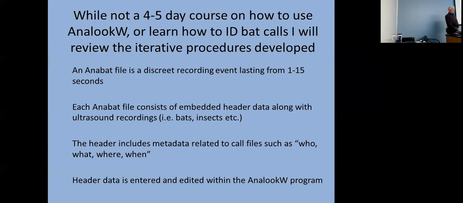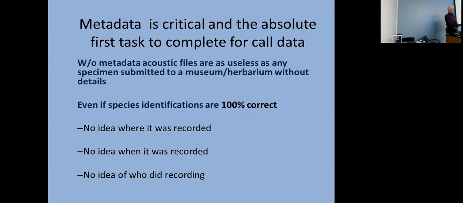As we talked about before, each ANABAT file is a recording event from 1 to 15 seconds that has the bat call in it. But included and embedded into each individual call file is header data along with other information you may have. The header data includes metadata related to each call file, such as who did the recording, what equipment, where, and when it was recorded. This is all entered and edited in Analog, which I'll demonstrate shortly.